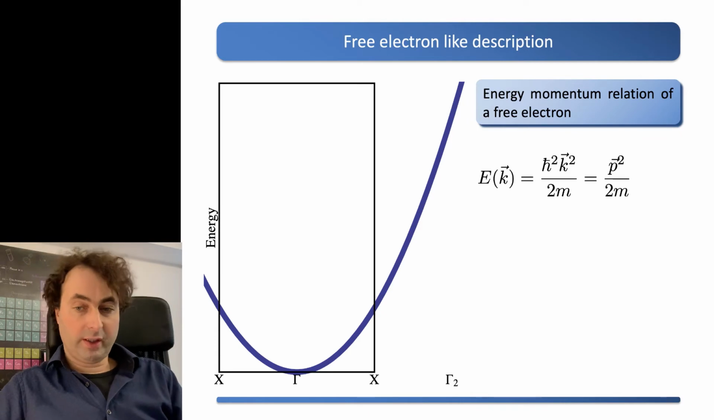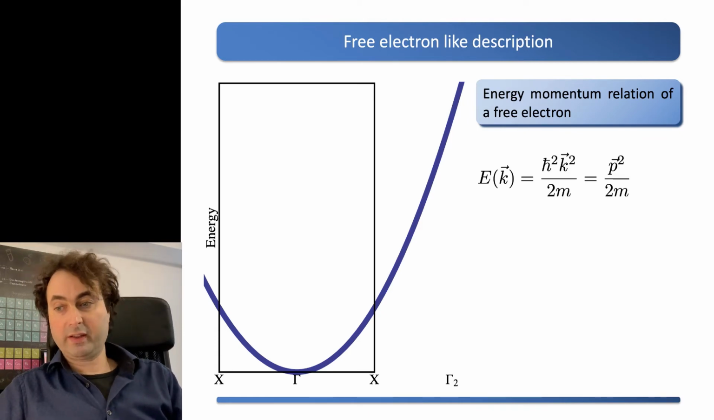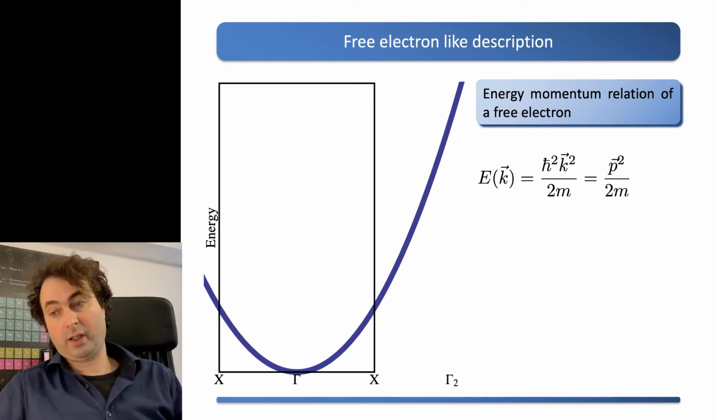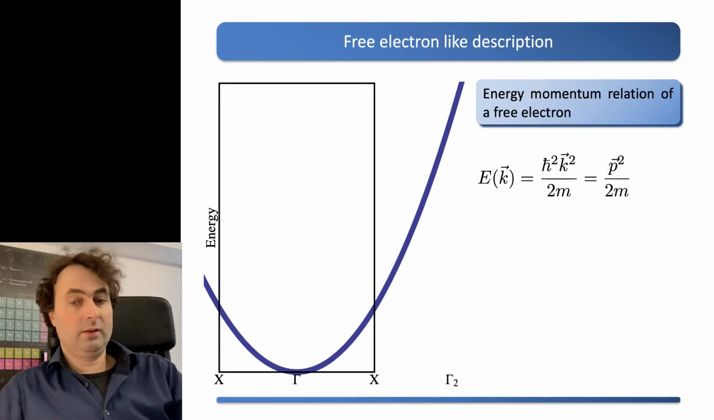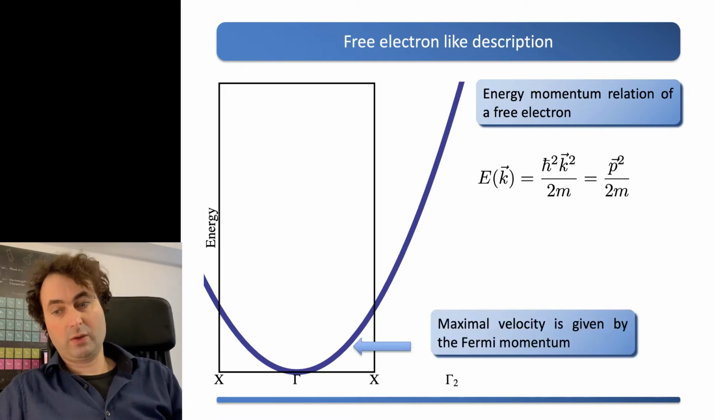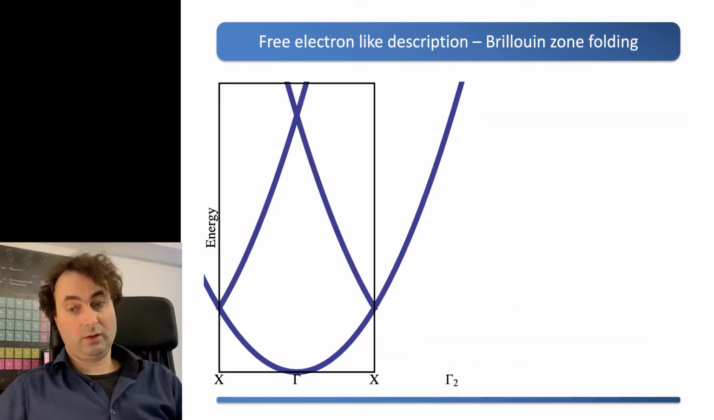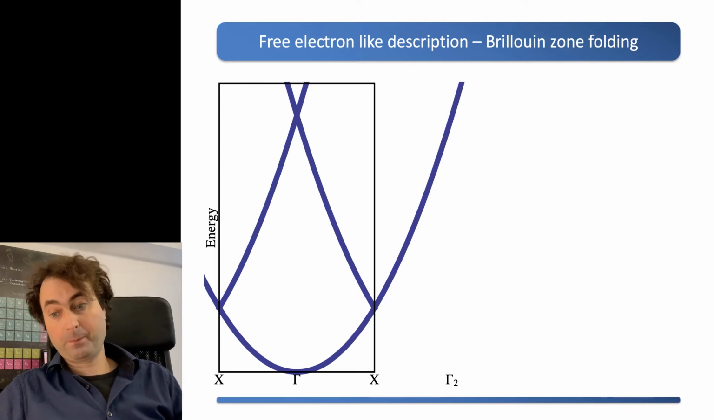So if we look at a free electron-like dispersion, then it should be a quadratic dispersion. Energy is proportional to k squared over 2m, or p squared over 2m. And then of course at the zone boundaries you get a folding of the bands, such that for a one-dimensional chain you get these nice bands that we have seen before.